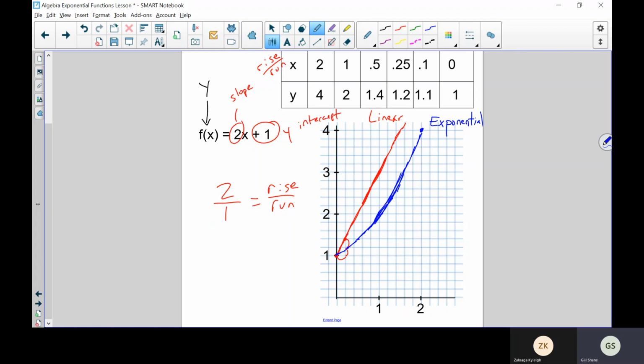So that's the first piece. How do I determine from a graph whether or not I have a linear function or an exponential function? And again, just straight versus curve. Pretty simple. Any questions on that?